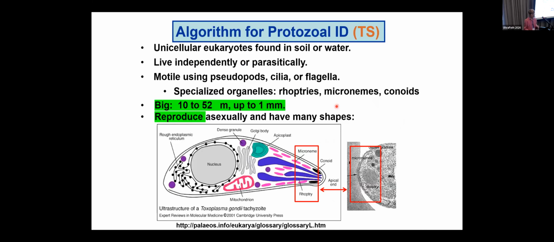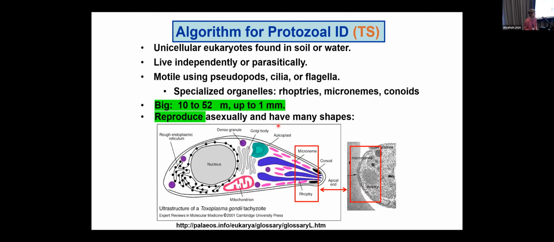Moving on up the food chain to protozoa, they are these big things. They do have nuclei. They're about 10 to 52 micrometers up to about a millimeter. They reproduce asexually, and they have many shapes.